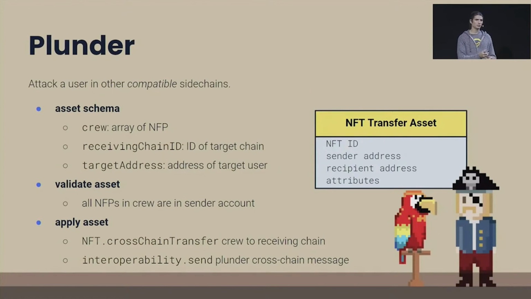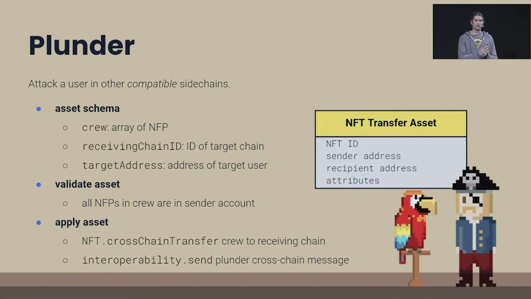As I mentioned, we use Plunder then to attack a user in another compatible sidechain. The asset schema of this transaction is very similar to sale. We have a crew, which is the array of non-fungible pirates, and the receiving chain ID, which is the ID of the target chain. But now we also have to specify the target address, which is the address of the user that we want to attack.